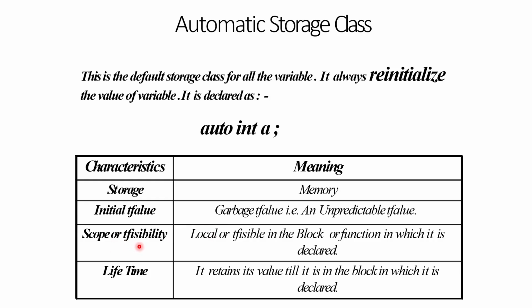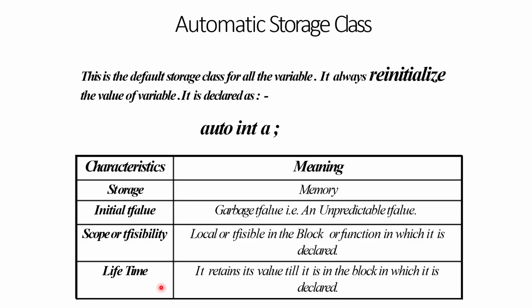Then scope. Scope is local in the block or the function in which it is declared. The same thing we have seen when we discussed scope. So the concept of scope that we have discussed, or the ability of a variable in a particular scope, is actually based on the automatic storage class. And same thing for lifetime also, it retains its value till the end of the block in which it is declared.